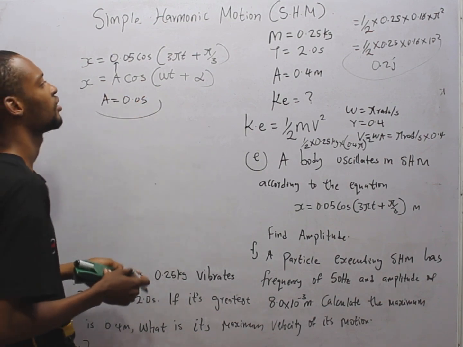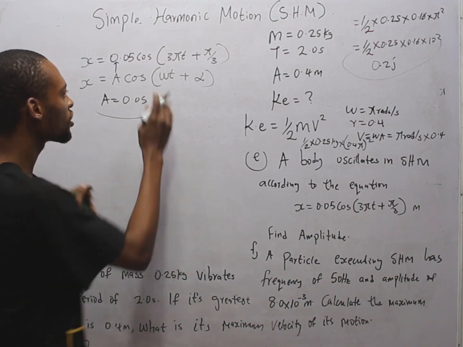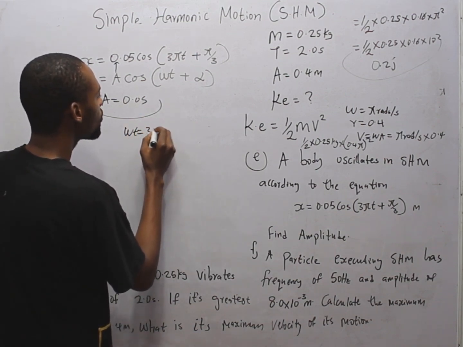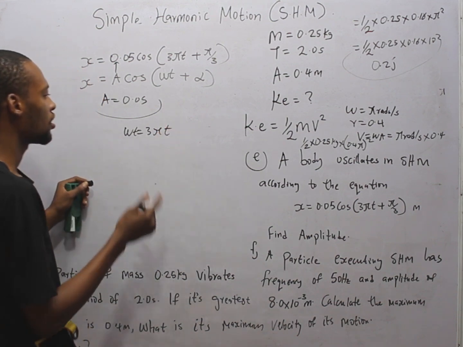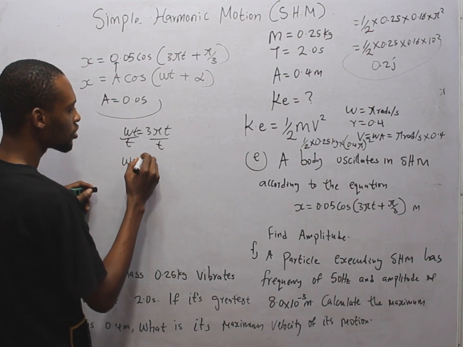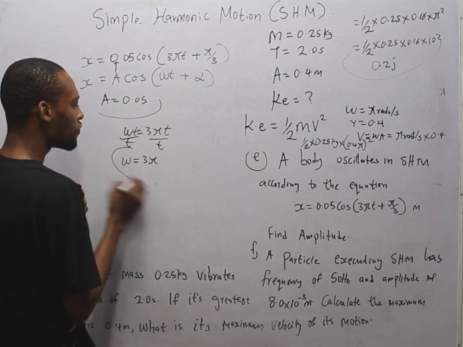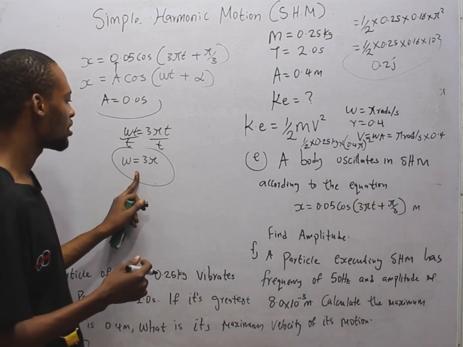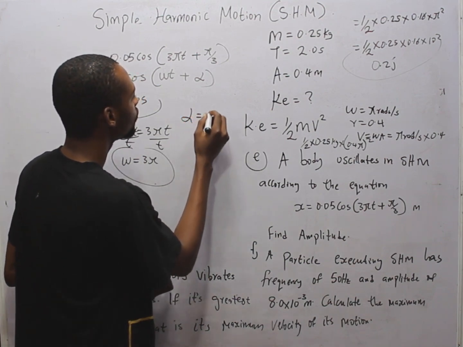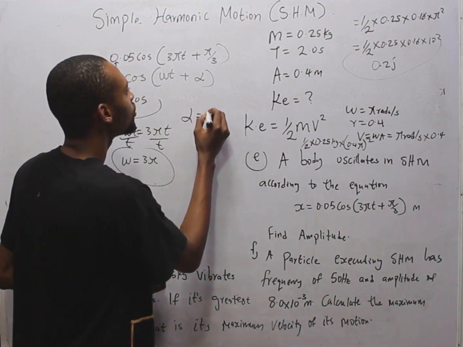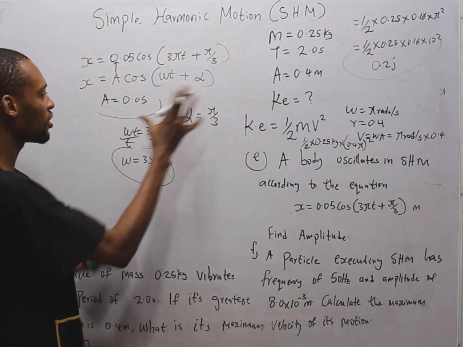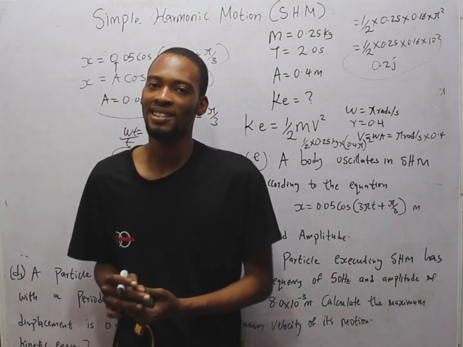That's the answer. And if you are to compare the other stuff, Wt is equal to 3 pi t. Dividing both sides by t, W is equal to 3 pi. So this is the value for angular velocity, in case you are asked. Then alpha, which is the phase angle, is pi over 3. We've related it and we've gotten the various parameters.